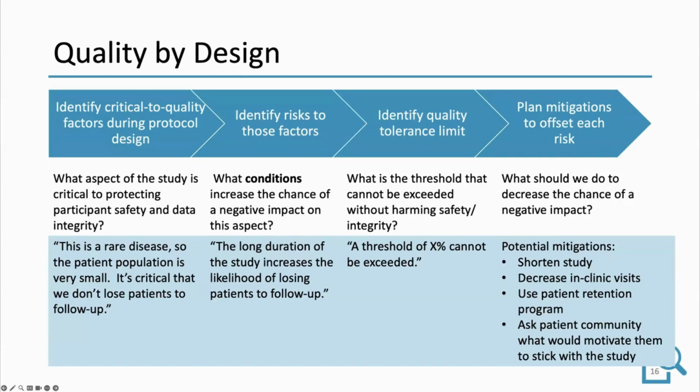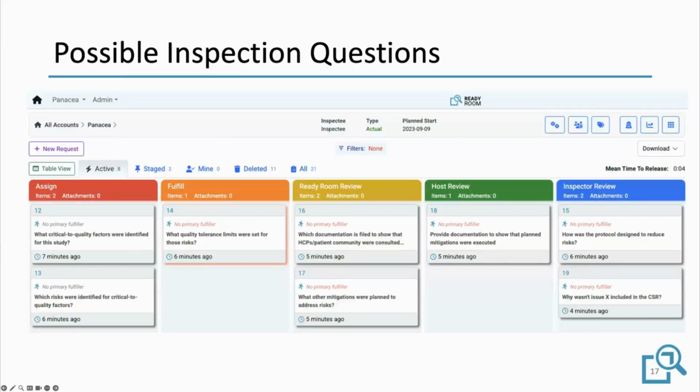For this topic, I'm including this slide, which just shows how we tend to present quality by design to our trainees to differentiate between critical to quality factor, risk, quality tolerance limit, and mitigations. And I won't go over this in detail. It'll just be here in the slides if this is useful for you. And then Preeya is going to talk about possible inspection questions in this area.